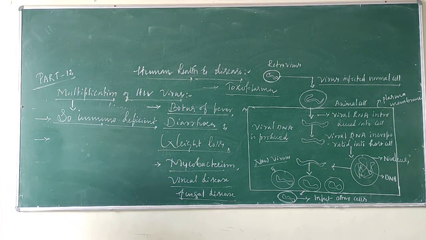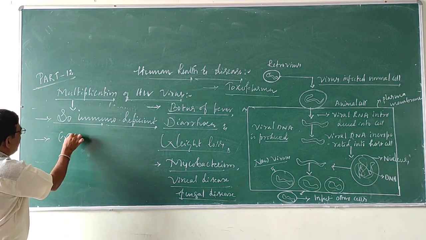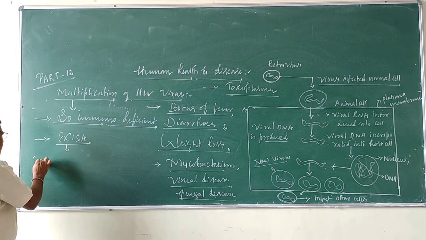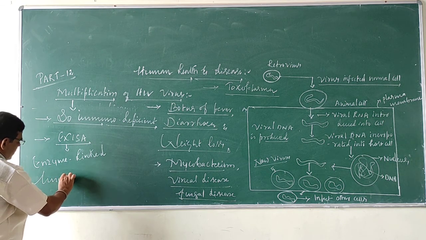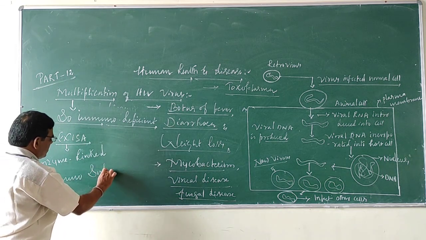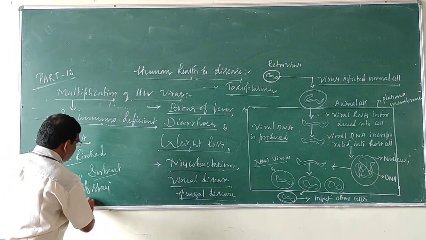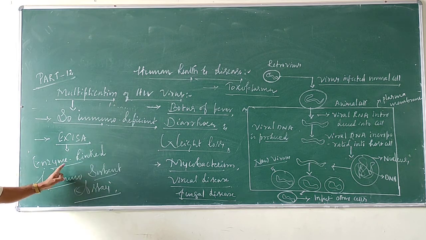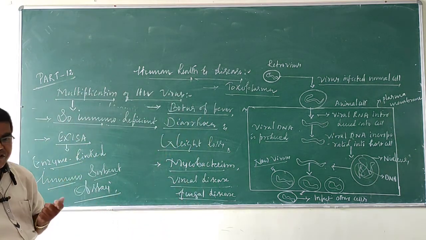Next, AIDS is diagnosed clinically by ELISA. ELISA stands for enzyme linked immunosorbent assay. ELISA is a diagnostic test for HIV or AIDS patients. And Western blotting is also used for diagnosing HIV or AIDS.